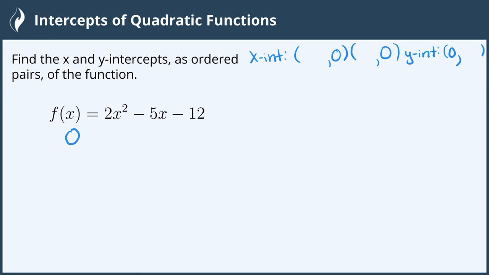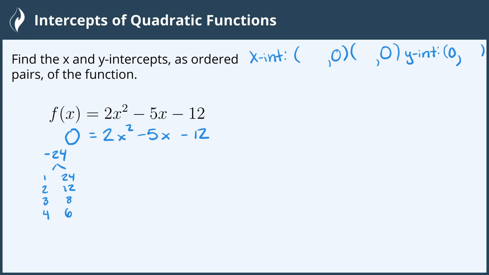Plugging 0 in for y, we get 0 equals 2x squared minus 5x minus 12. This should look fairly familiar as we've done it before when we were factoring. We have a trinomial with a equaling 2, not 1, which means we need to do the AC method. That means we multiply 2 times negative 12 to give us negative 24, and we'll find all of the factors of negative 24. Starting with 1, we get 1 and 24, 2 and 12, 3 and 8, 4 and 6.